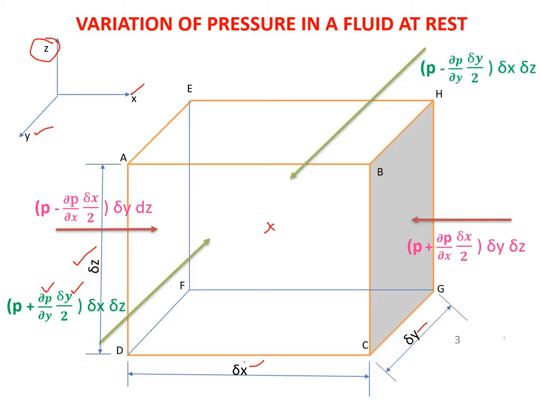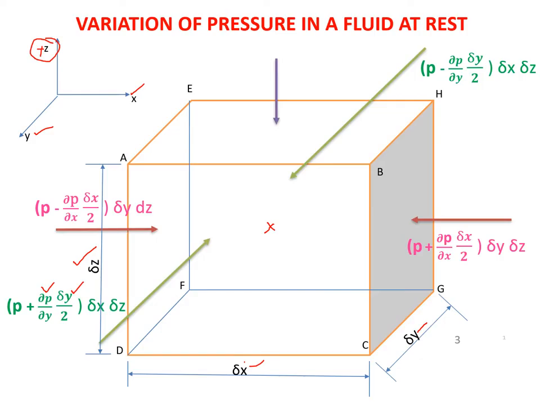So similarly, on the negative plane it will be P minus ∂P/∂Y times ΔY by 2, times ΔX ΔZ. Now coming to the Z direction. This is the plus direction. Therefore the plane AEHB is the positive plane where the pressure increases, whereas the plane DFGC is the negative plane where the pressure decreases. So the variation is along the Z direction.